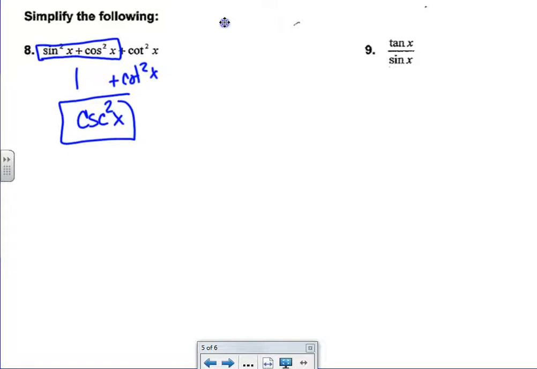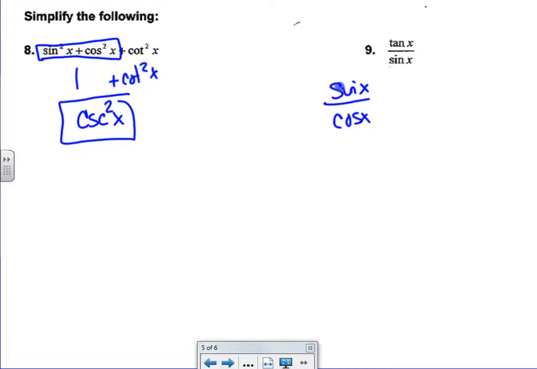I forget how it started. I think it was 1 plus cotangent squared, actually, equals cosecant squared, so that means I could trade one side of the identity equation for the other. So that's equal to cosecant squared. And then tangent divided by sine. I know tangent is really sine over cosine.